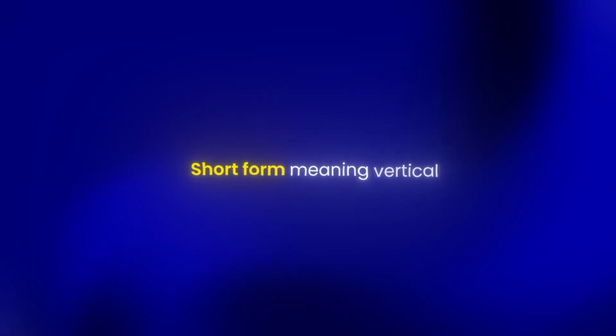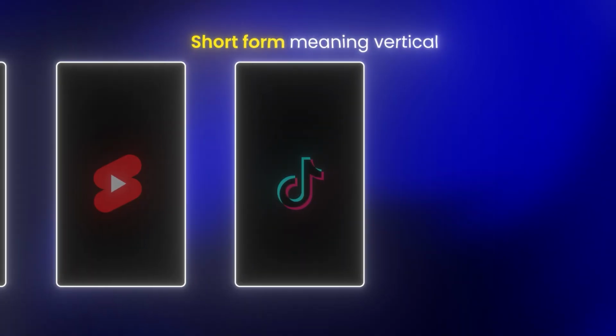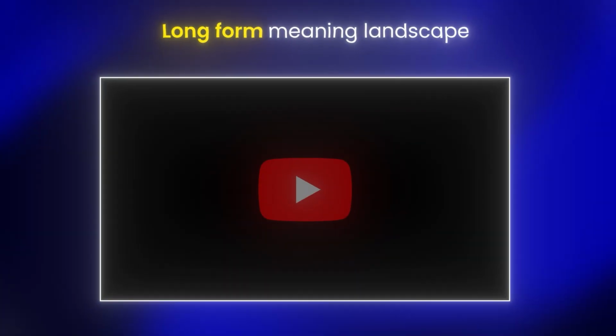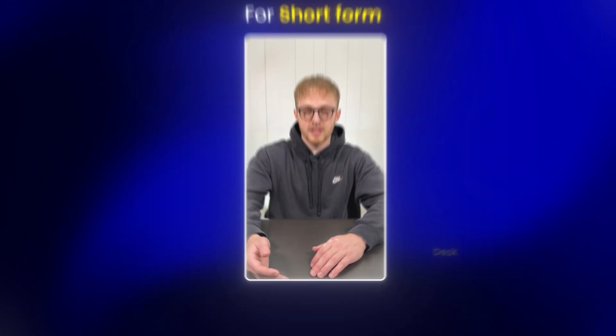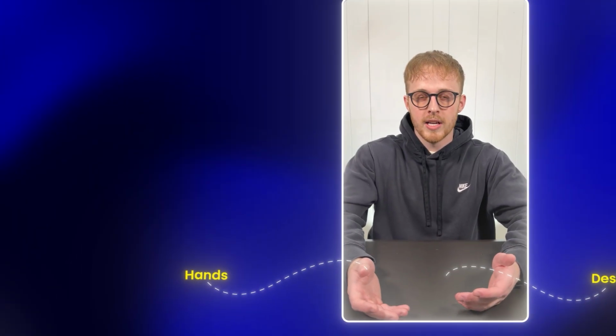But before you hit record, first question is, are you making short form or long form content? Short form meaning vertical, like Reels, Shorts, TikTok. Long form meaning landscape, like YouTube, because this is going to change how you set your shot up. For short form, you want to show a little more of yourself, more of the desk and some of the hand movement visible in frame.